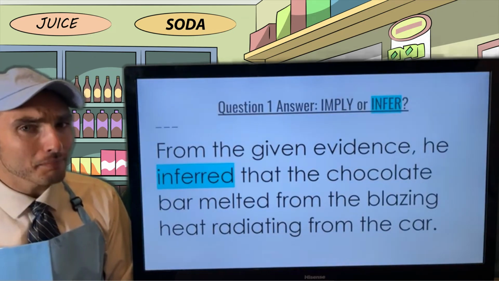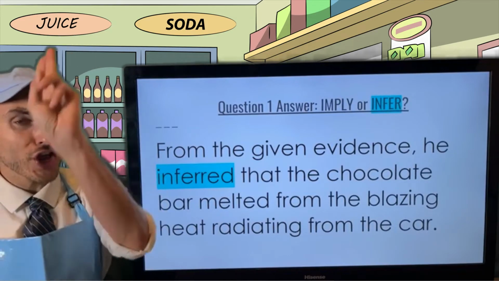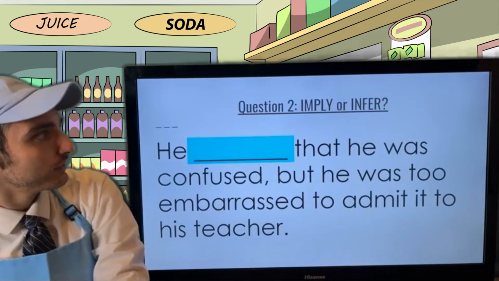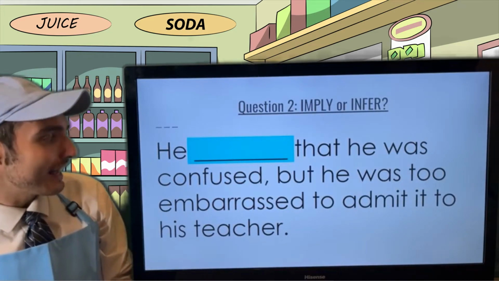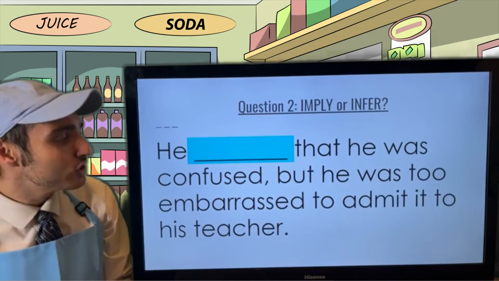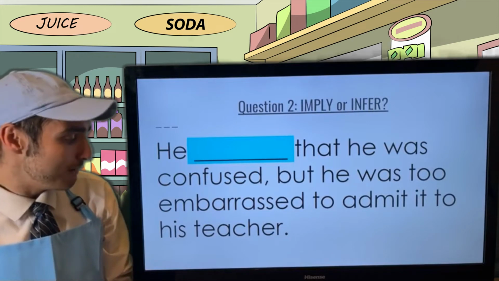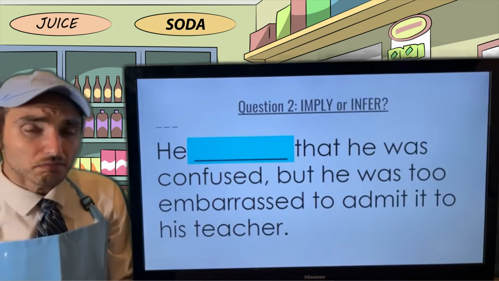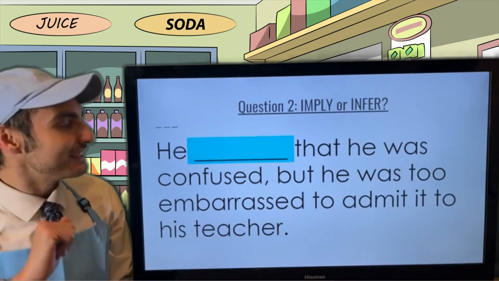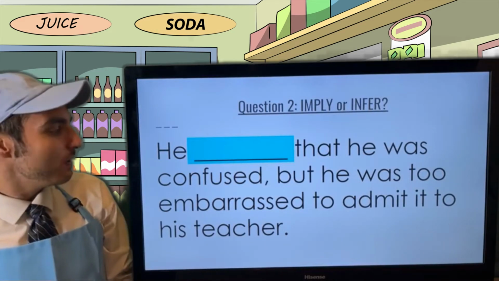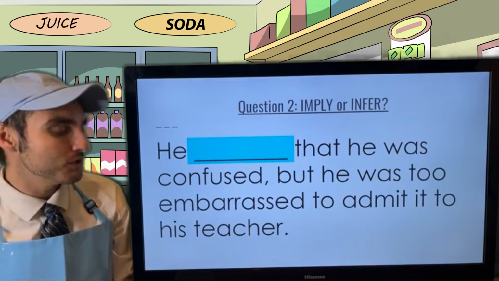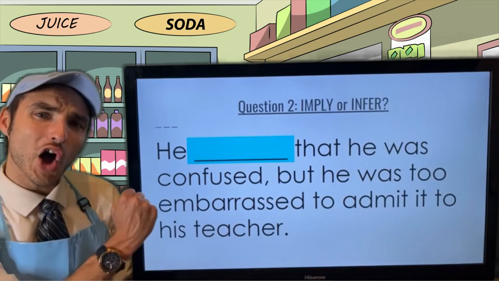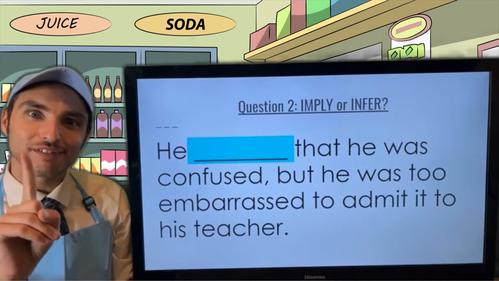Hopefully you got it down, because we're going to question 2. He blanked that he was confused, but he was too embarrassed to admit it to his teacher. Again, the sentence is, he blanked that he was confused, but he was too embarrassed to admit it to his teacher. Always speak up for yourself.